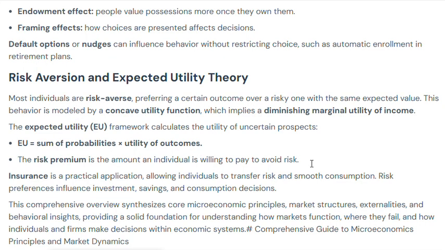The expected utility framework calculates the utility of uncertain prospects: EU equals the sum of probabilities times utility of outcomes. The risk premium is the amount an individual is willing to pay to avoid risk. Insurance is a practical application, allowing individuals to transfer risks and smooth consumption. Preferences influence investment, savings, and consumption decisions.